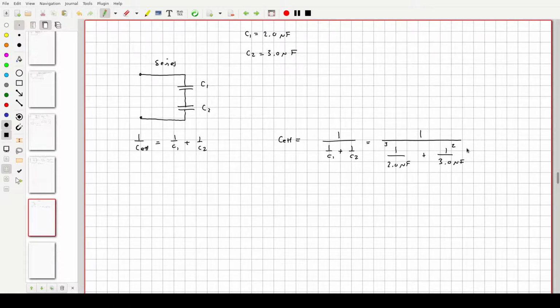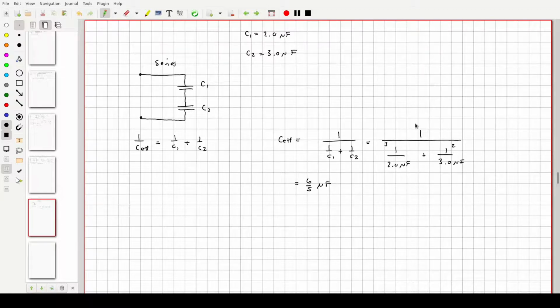And so 3 plus 2 is 5. This would be 5/6, or 6/5 when you flip it. So this is 6/5 microfarads. And what I'd like to point out here is that 6/5 is just a little bit bigger than 1. So C1 and C2 are both above 1. This is just a little bit bigger than 1. And when you add capacitors together in series, what you end up with is an effective capacitance that's usually less.